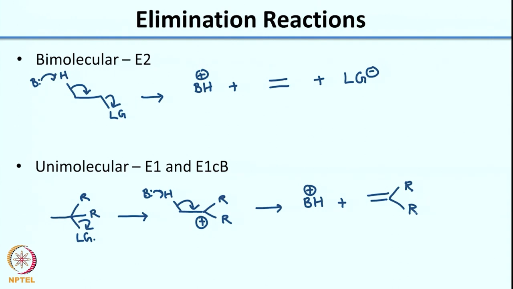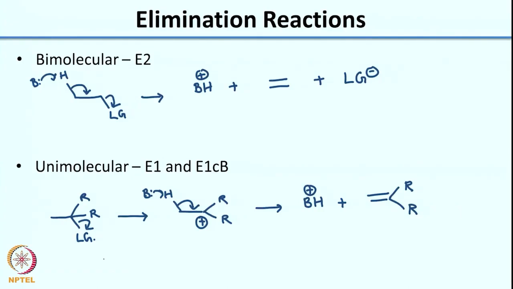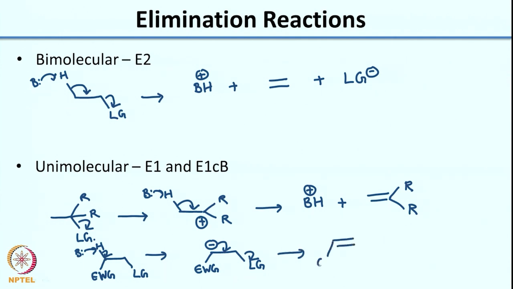Now in E1cB, what happens is you have an intermediate which is stabilized. It's a stabilized conjugate base. So you can think of EWG as an electron withdrawing group, a situation like this. Again, you have a base, it grabs a proton, so you generate a negative charge which is stabilized by the electron withdrawing group. So this would be an example of E1cB.